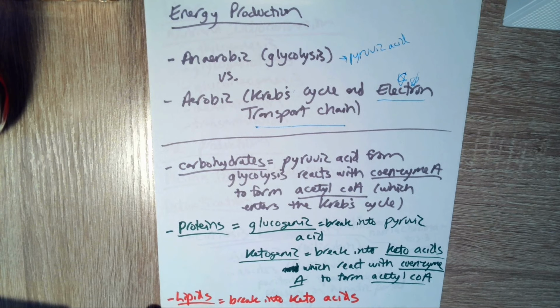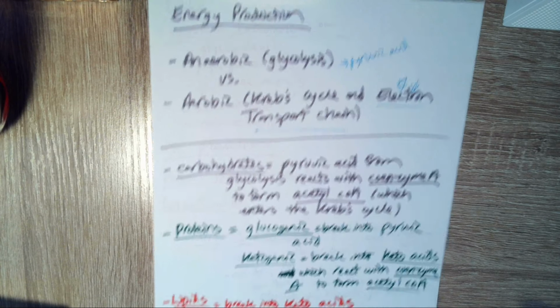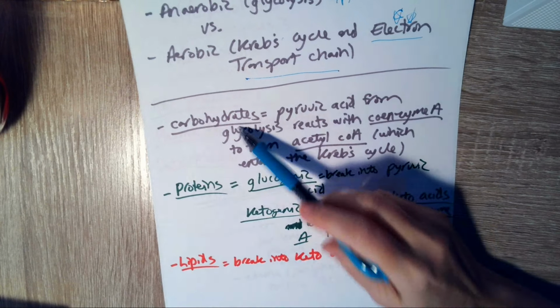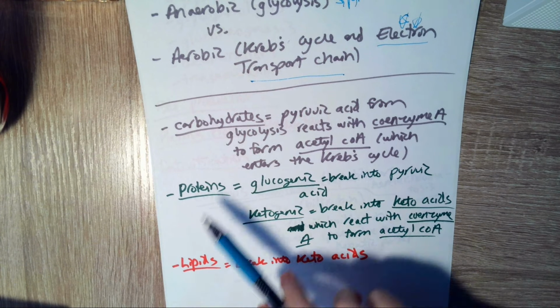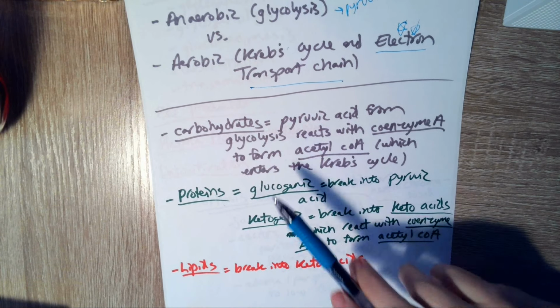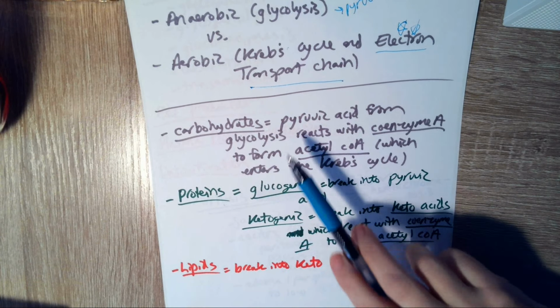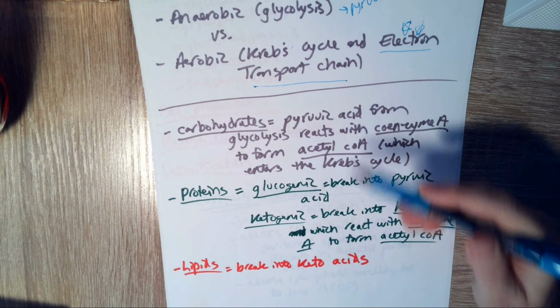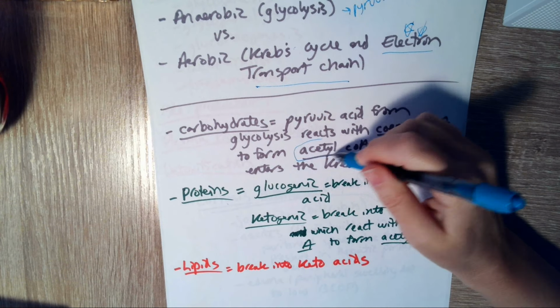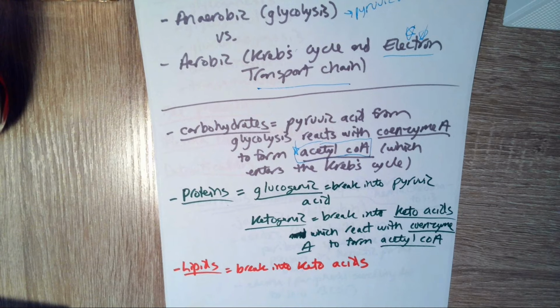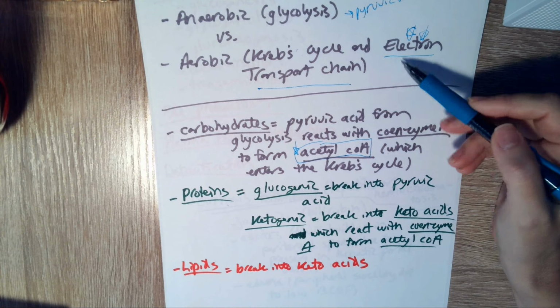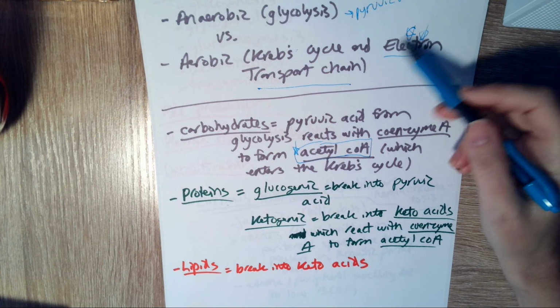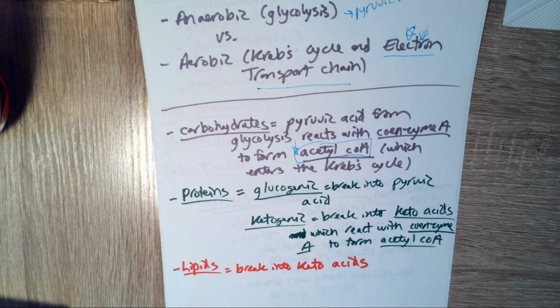So what we're going to look at here is how we get energy out of our three main nutrients: carbohydrates, proteins, or lipids. So for carbohydrates, we start out with glycolysis and we end up with pyruvic acid, and then we take the pyruvic acid and it reacts with coenzyme A. Coenzyme A, along with the pyruvic acid, is going to give us our product here, acetyl-CoA, and that's going to go into the Krebs cycle. So acetyl-CoA is what ends up going into the Krebs cycle, running through that and ending up with the electron transport chain and making plenty of energy there.